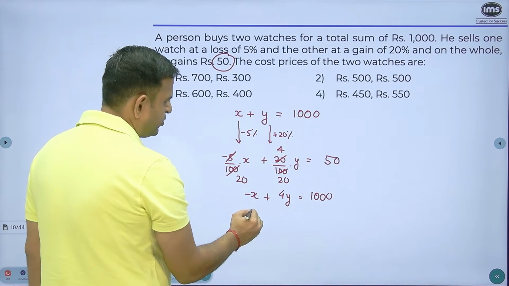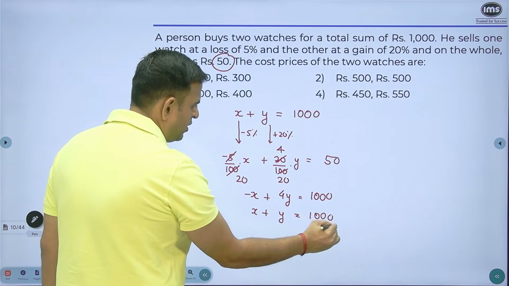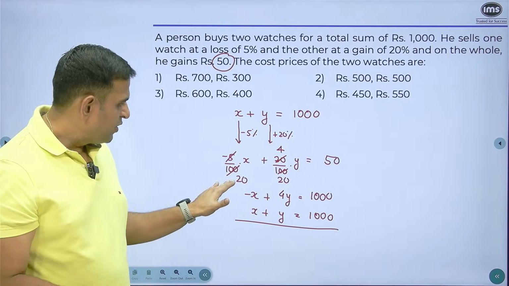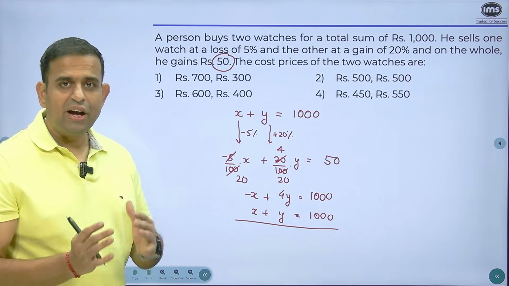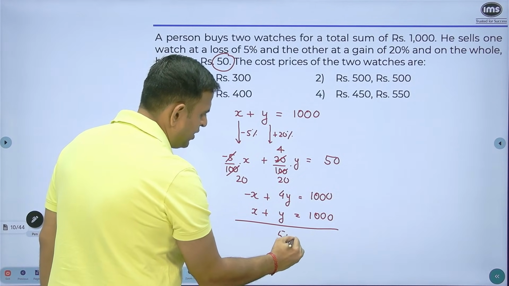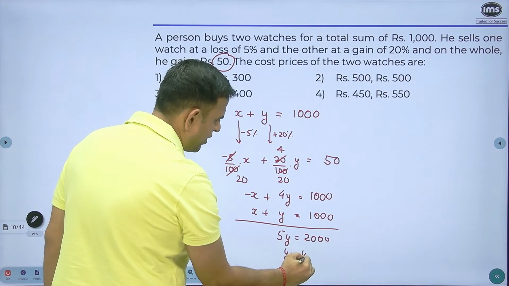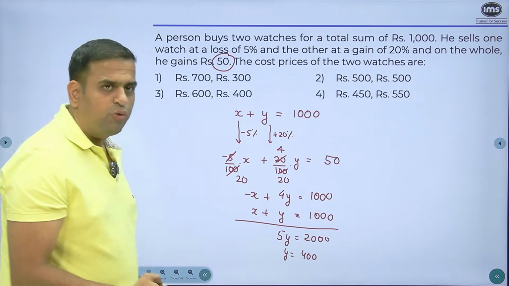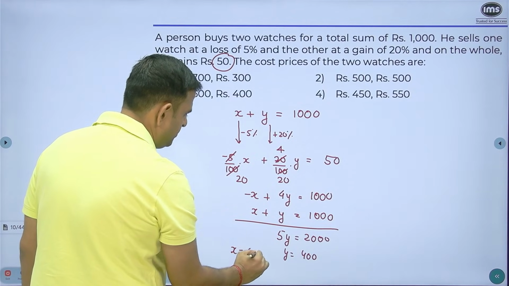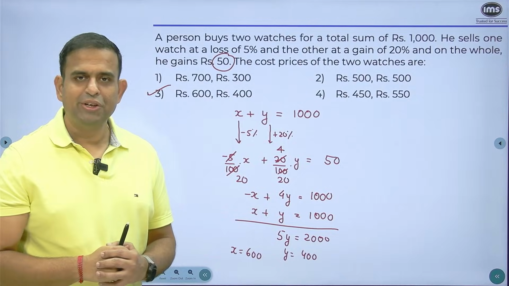At the same time, you also have x plus y equals 1000. If you look at it, the coefficient of x is the same and the signs are opposite. So if I add the two equations, x can be eliminated and we get 5y equals 2000. So y becomes 400. And if y is 400, the other has to be 600. So one can see the answer over here must be option number 3.